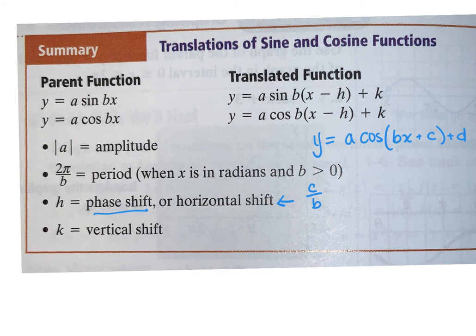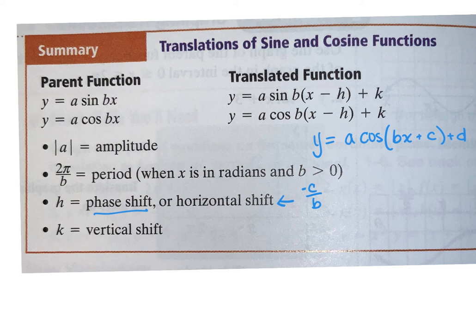And specifically, you need to do negative C over b. The reason you negate it is because, just like any other function, when it's inside the parentheses, it moves you opposite. And so when you do a negative C over b, your final answer actually tells you whether to move right or left. Your phase shift is in the terms that it needs to be in. A negative will move you left, a positive will move you right.